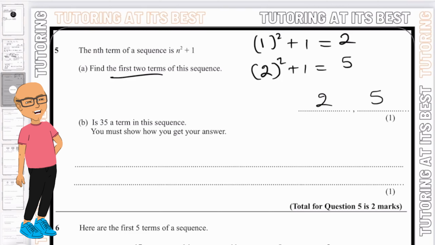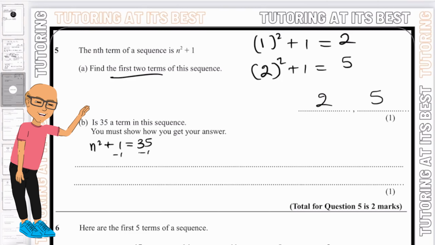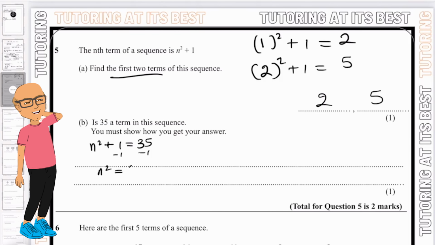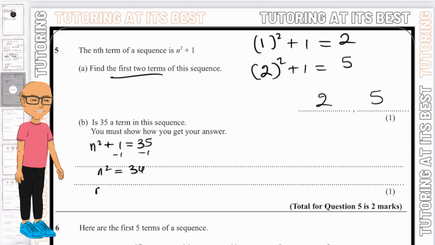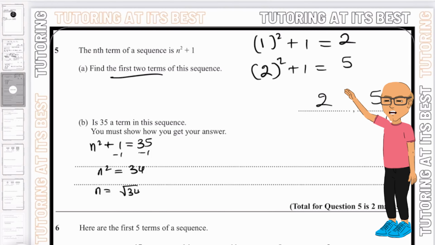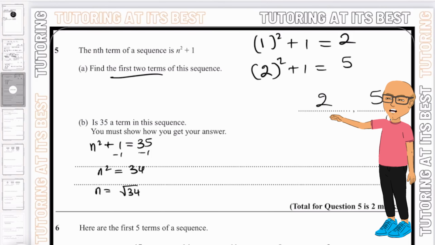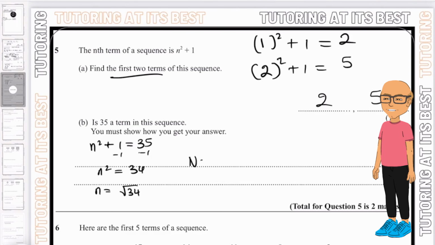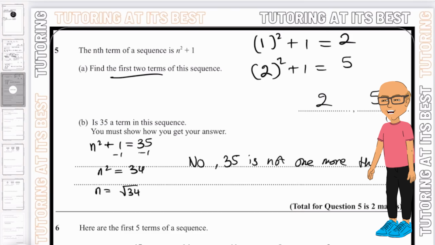So how do we do this? We know that n squared plus 1 equals 35. We then take away the 1 from both sides. So we have n squared, which equals 34. But when we make n the subject, we understand that 34 is not a square number. And because it's not a square number, when we square root it, it will not give us a whole number. So now we know the answer is no, and that is because 35 is not one more than a square number.